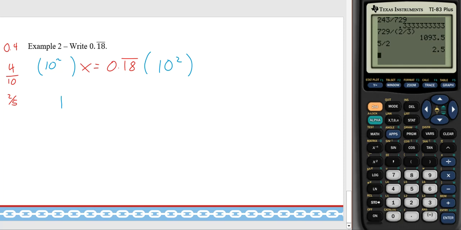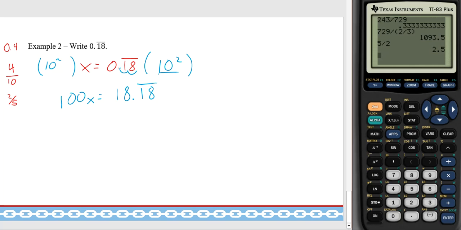Okay, so this would become 100x equals, and then this would also be 100, which is going to scoot the decimal over 2 places. So that's going to become 18 point, and another 18 repeating is going to fill its spot. The 18s continue on here forever. And as I said at the beginning of this example, the repeating part is what makes it hard for me to turn this into a fraction.